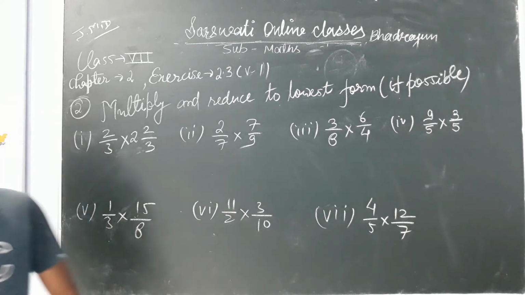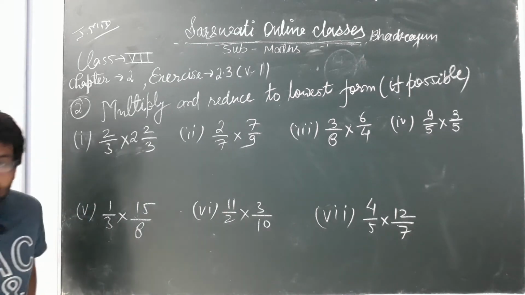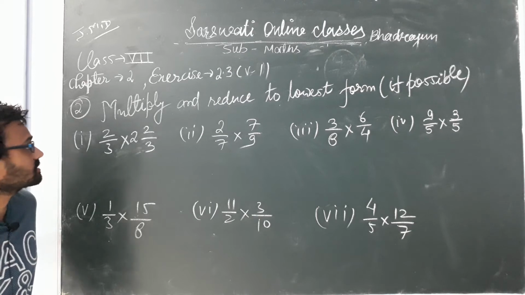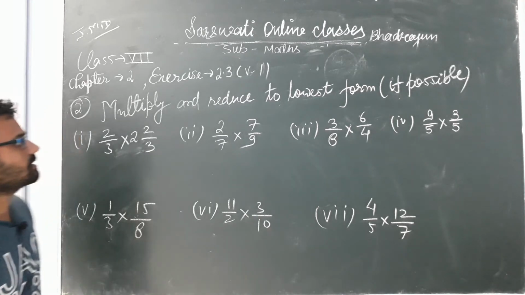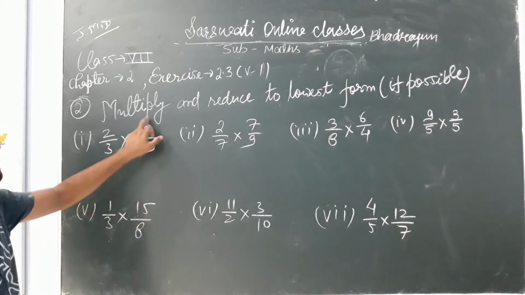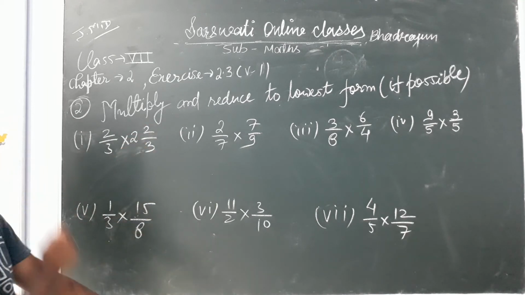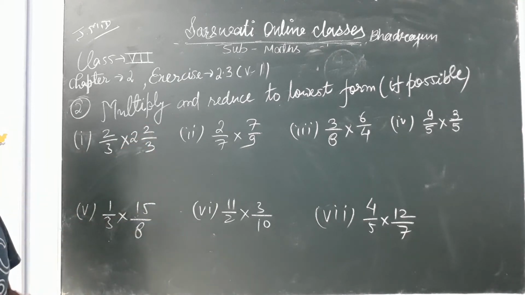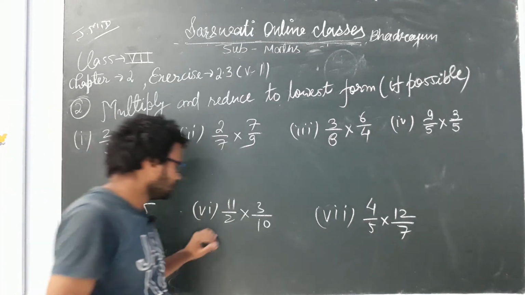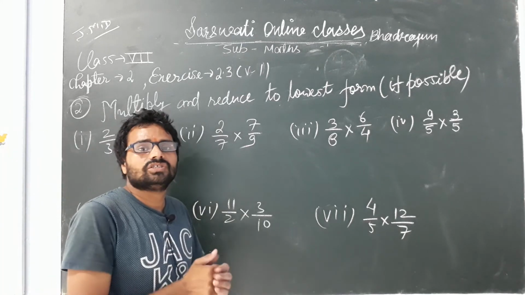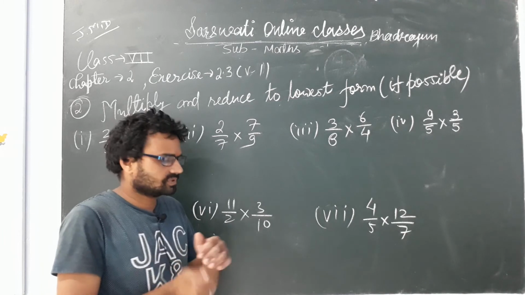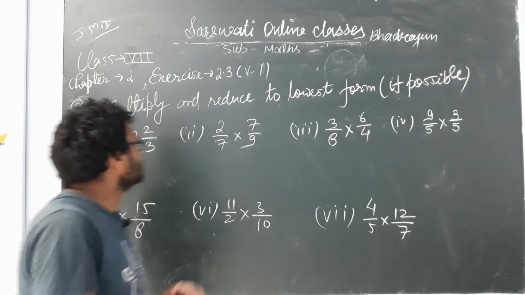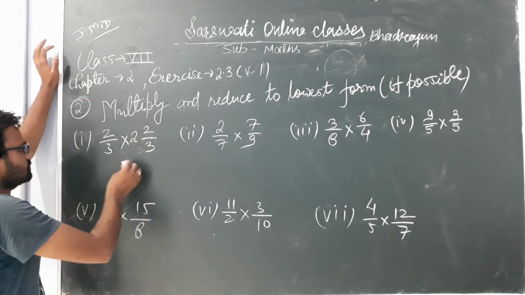So now we go for solving the part first. Multiply and reduce to lowest form. Actually we are just instructed to multiply first, but we will go for simplification because this type of questions are given in your textbook to teach you how to simplify some complex sums. Okay. So this is first.